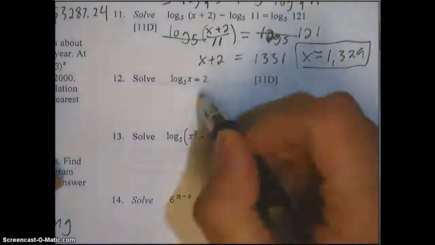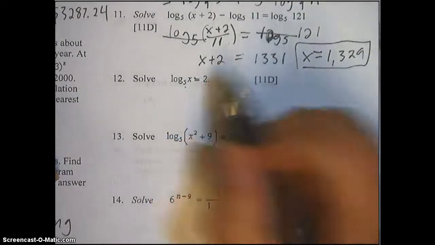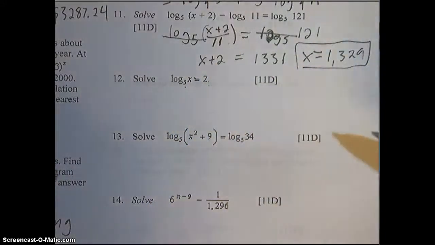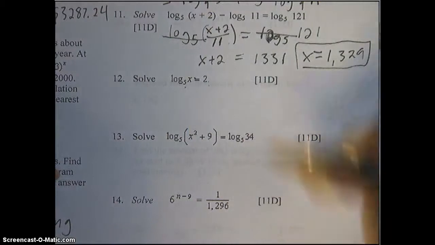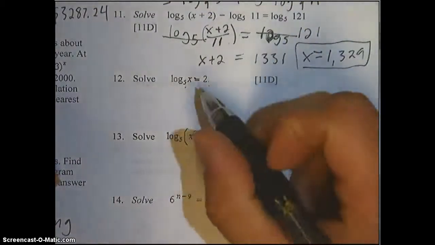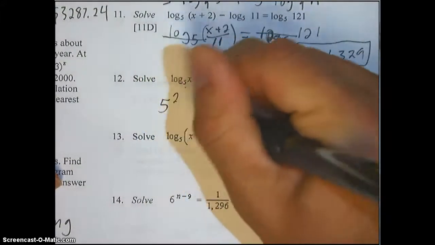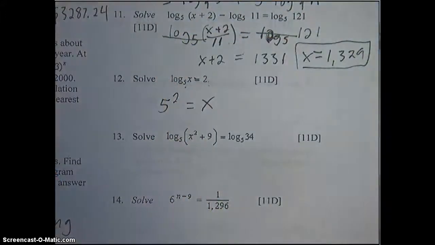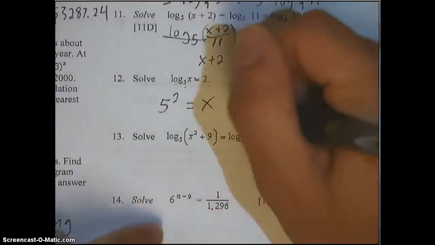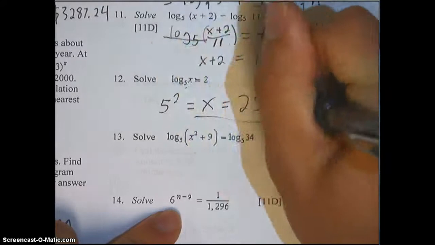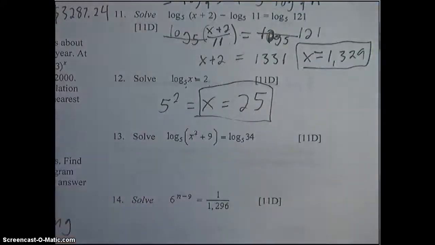It says solve log base 5 of x equals 2. Well, we want to rewrite this as an exponential, so to get rid of the logarithm. So I always start with the 5, the base, so this is 5 to the second power equals x. So I just rewrote it from a logarithm into an exponential. And of course, 5 squared is just 25. So we're doing lots of solving here.